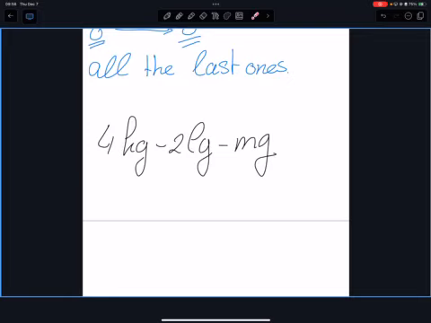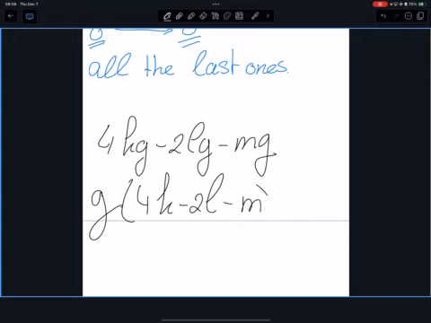So then I have to look for variables, which are letters. Variables that occur in each one of these 3 terms. Correct. G. So what happens? G, 4k minus 2l minus m. That's it.